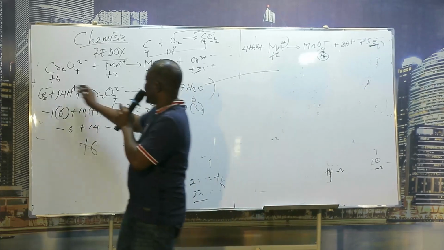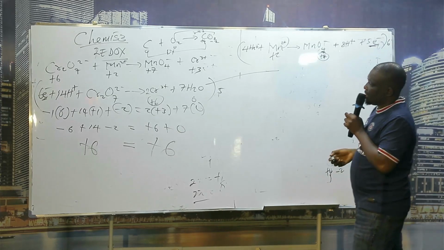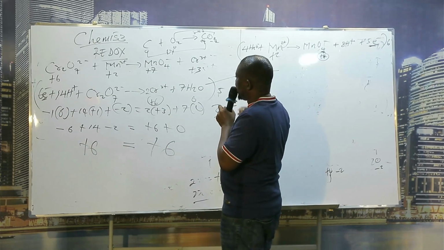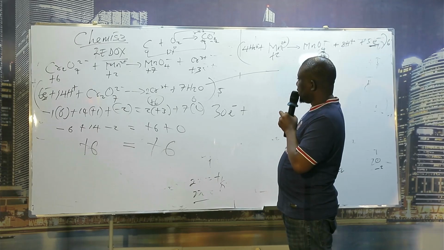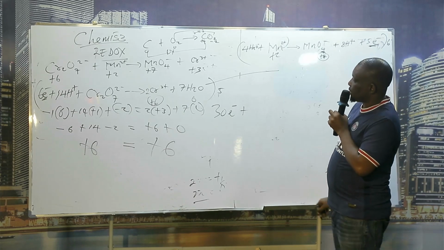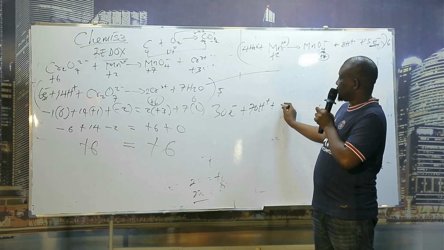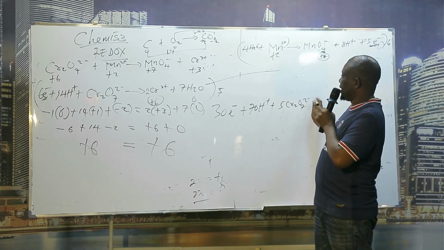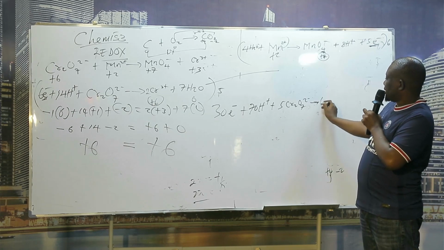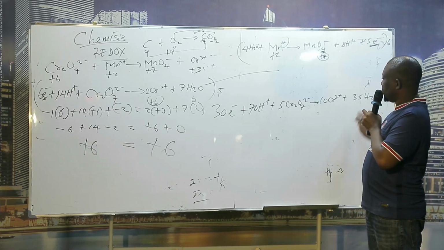Let's start with this. This is going to be what? 5 times this is what? 30e minus, plus what? 70 H plus up here. Plus what? 5Cr2O7 2 minus up here. Okay, also 10Cr3 plus, what? H2O up here.